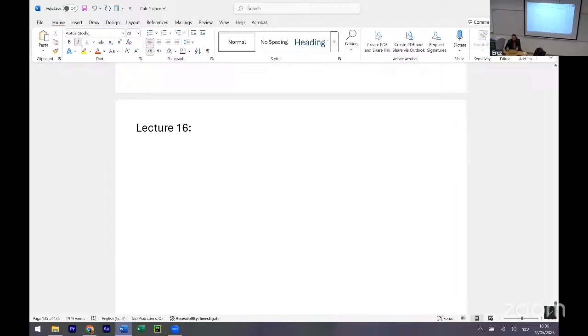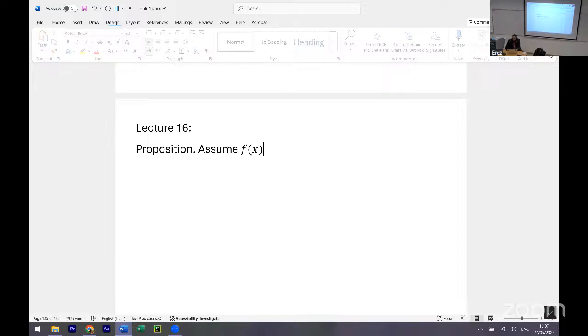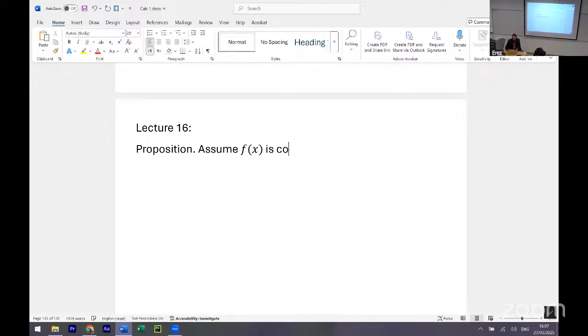Lecture 16. So a couple of things in any case. First, proposition. Assume f of x is, oh, that's silly. I confused the theorem about derivative. So it won't be a couple of things, it would be one thing.